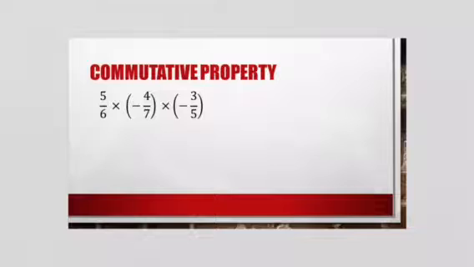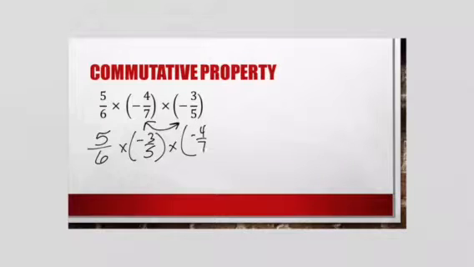Same thing happens with the commutative property of multiplication. So I might want to switch places with these two. And so I would have 5/6 times negative 3/5 times negative 4/7. And that would allow me to do some factoring out and make my problem a little bit easier to work. So you can use these properties to help make problems more simple.